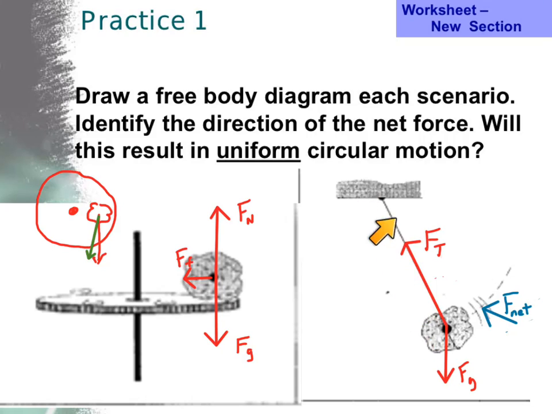So it's going to be circular motion, but since it's not pointing directly to the center, it's going to be non-uniform circular motion. In other words, the linear velocity of this rock is going to be speeding up if it's going in this direction. As opposed to this picture where we have uniform circular motion because our friction force is actually pointing directly to the center of the circle.